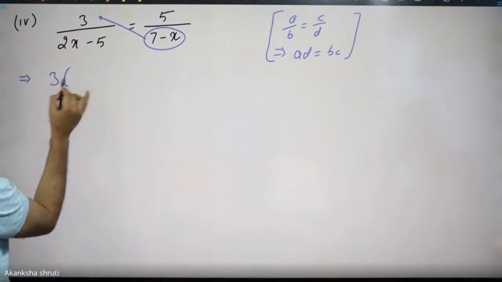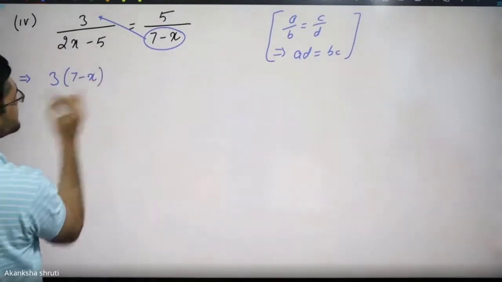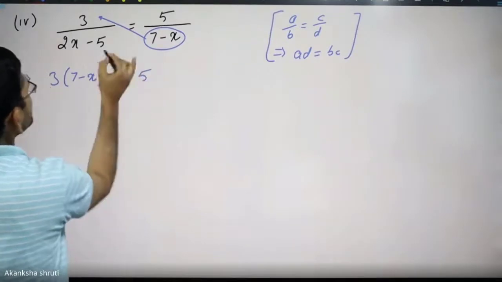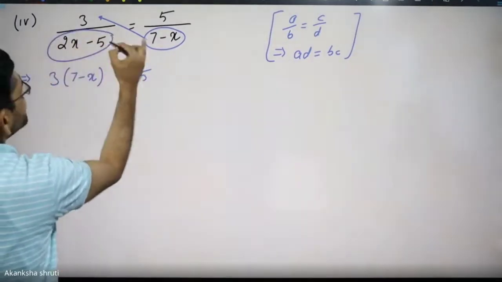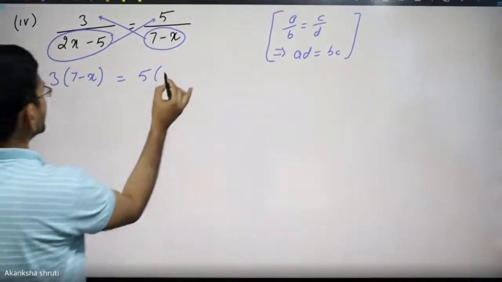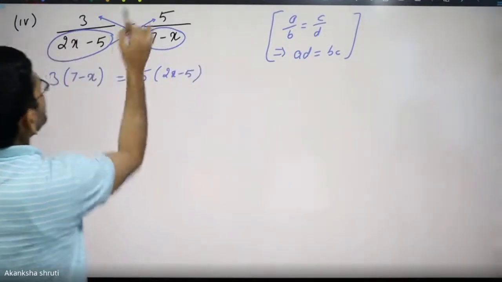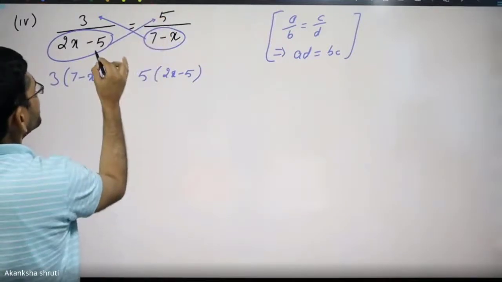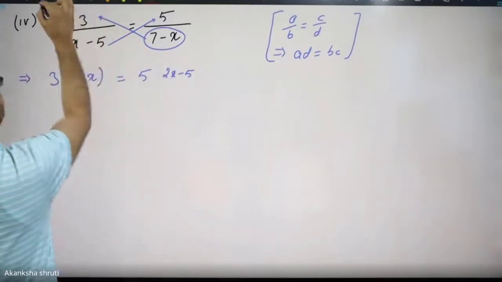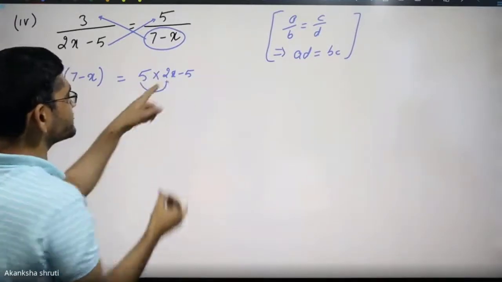So we are writing 3 multiplied by 7 minus x on the left hand side, and on the right hand side in the numerator it is 5. So you need to bring this entire bracket in multiplication with 5. So do not forget this bracket. It is our 2x minus 5. What is the importance of the bracket here? A student, if you are forgetting this bracket, means say if you are not writing this bracket and putting the multiplication symbol here, this signifies that this 5 is going to multiply with this 5 only.